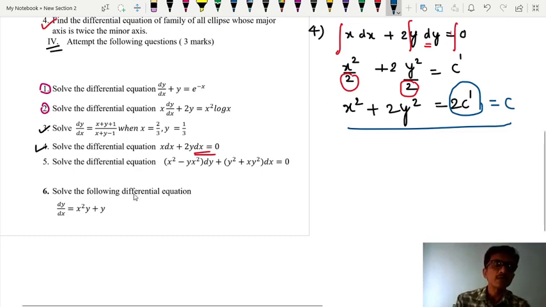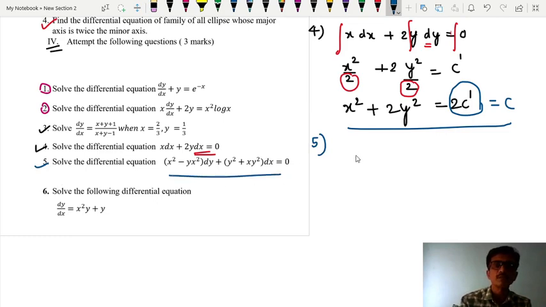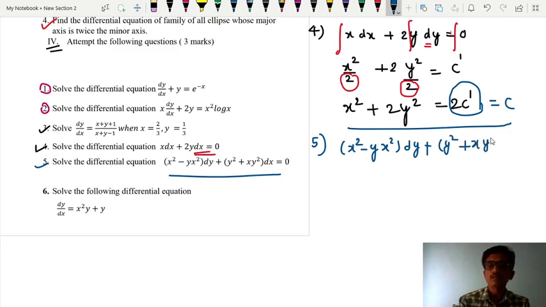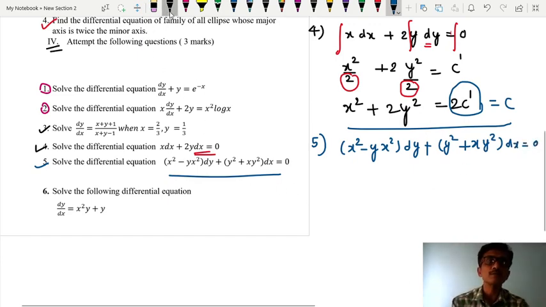We attempt the next question now, that is the fifth one, question number 5. Yes, question number 5 is what? You have to solve this differential equation: x square minus y into x square dy plus y square plus x into y square dx is equal to 0. Now let's solve this equation.